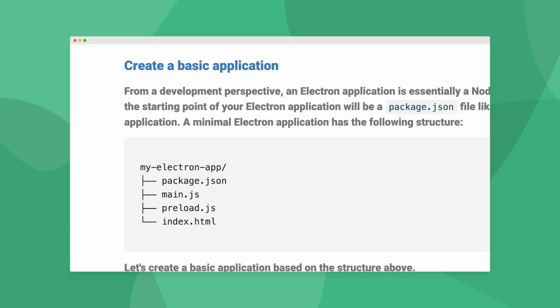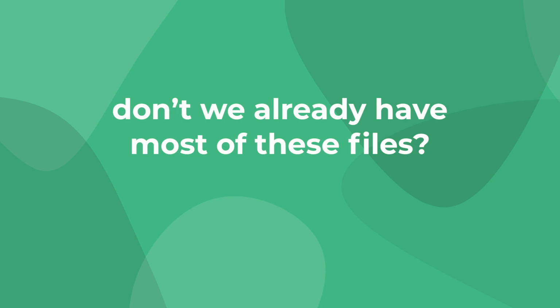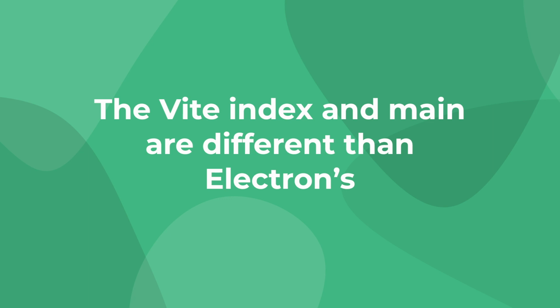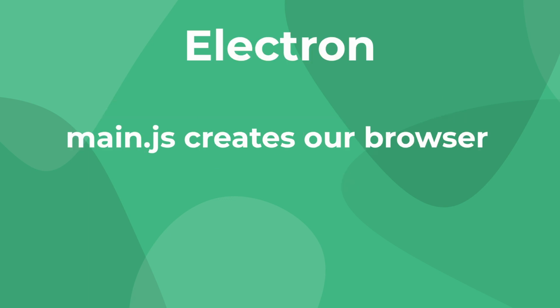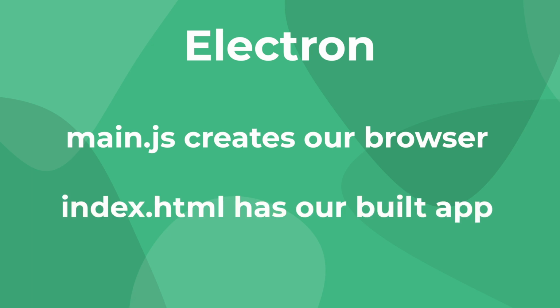Next, let's take another look at their documentation, and it says that a simple Electron setup needs four main files: a package.json, and awesome, we already have this, a main.js, a preload.js, and an index.html. So at first, it may seem like we already have main.js and index.html files, but those are actually the ones we need for Vite and not the ones we need for Electron. The Vite files are used to run our Vite app, but in order to create our Electron build, we need separate files. In the Electron files, main.js will actually create the browser window and load in our index.html, which will have our built Vite app.